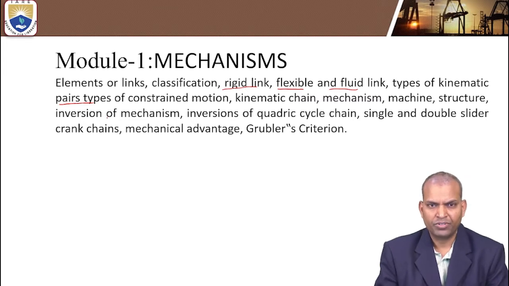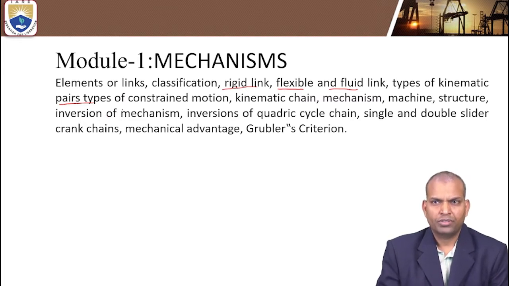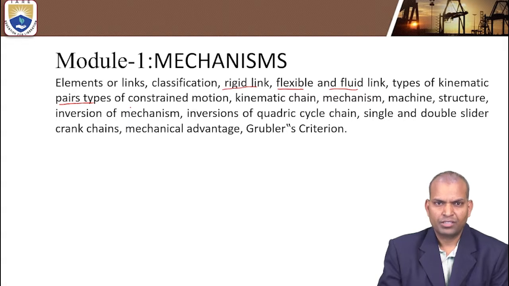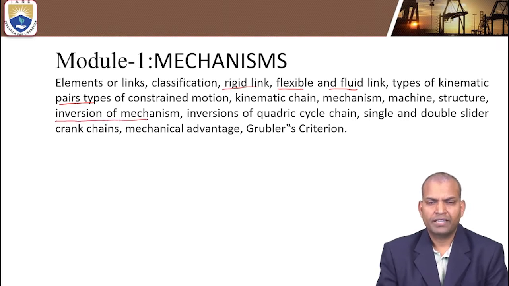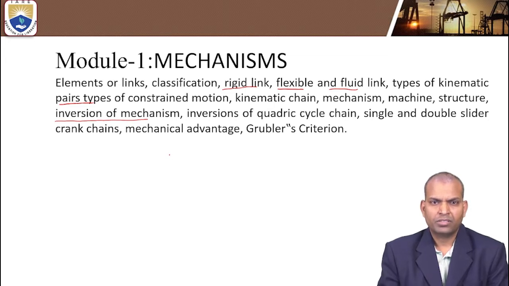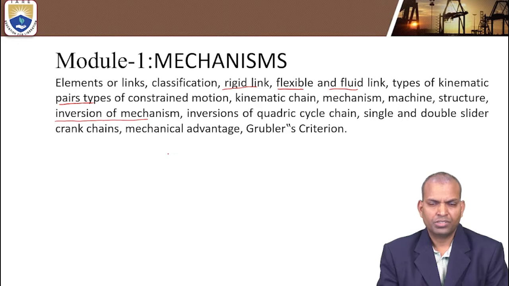There are various types of pairs we have studied, and also types of constrained motions like completely constrained motion, successfully constrained motion, and incomplete constrained motion. And about kinematic chain and mechanisms, machine structure, and inversion of mechanisms. We covered under inversion of mechanisms the single slider crank chain mechanism, inversions of single slider crank chain mechanism, and inversions of double slider crank chain mechanism. In the inversions of single slider crank chain mechanism, there are 4 inversions.